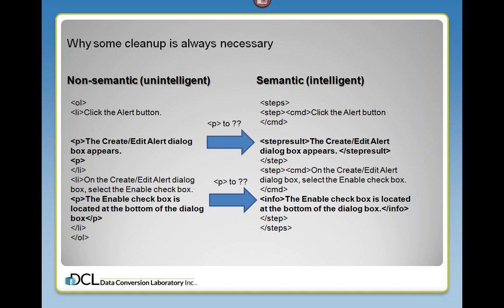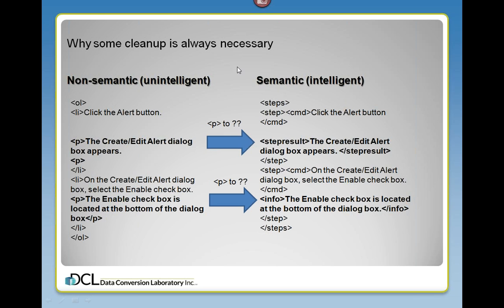So the smartest script in the world is not going to be able to know whether to map that paragraph to a step result or to an info element. And there's a third element that you can put inside a step called step example. And so the way to solve this problem is you just have the script say, okay, when you see a paragraph within a list element, we'll just map it to one of the three, say info. And then someone later will have to do the cleanup.